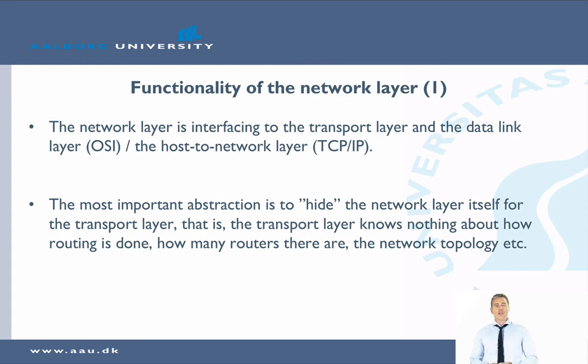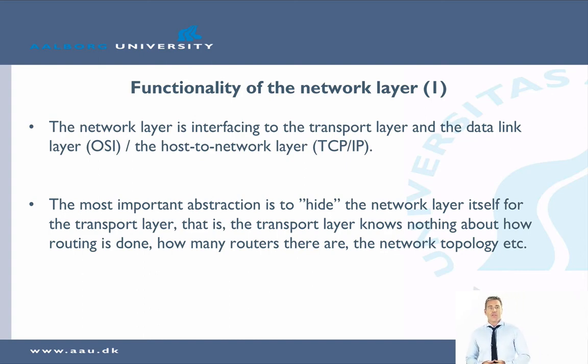So we can compare this a little bit to a mailbox where the transport layer is putting the packets in the mailbox, and then the network layer is making sure that the packet is arriving by trucks and buses or whatever to its destination. So if it was a mail, it would be the mailbox, the trucks, the buses, and so on.